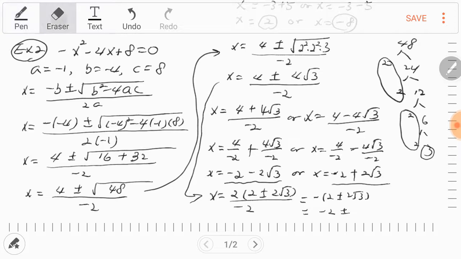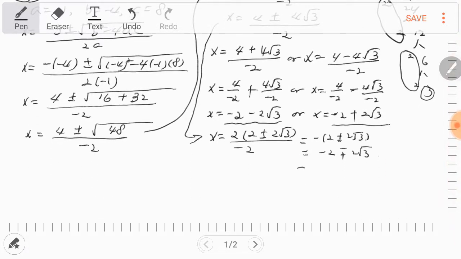Multiply by negative, then what happens? Negative times plus is minus. Negative times negative becomes what? Plus, right? So instead of plus or minus, it becomes negative minus plus. But still the answer is the same. So this means negative 2 minus 2 square root of 3, or negative 2 plus 2 square root of 3. So the answers are still the same.